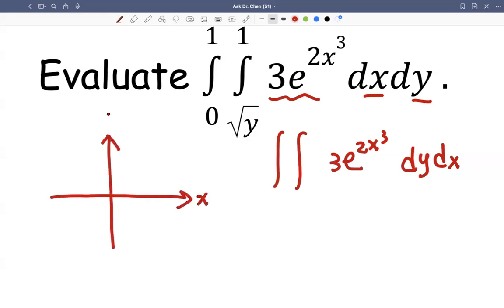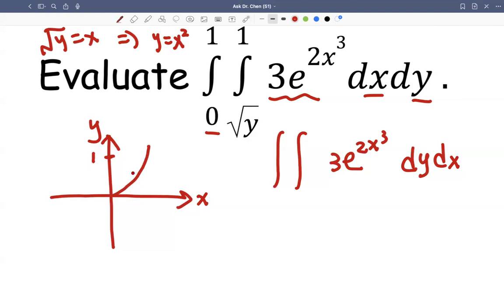Let's see, this is the x direction, this is the y direction. Y direction goes from 0 to 1. Let's see, this is the 1. X direction goes from square root of y. Well, what is the square root? Square root of y equals x. That means y equals x squared. Right, so we have this graph. Up to 1, up to this.